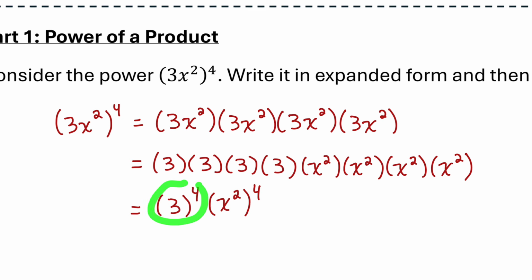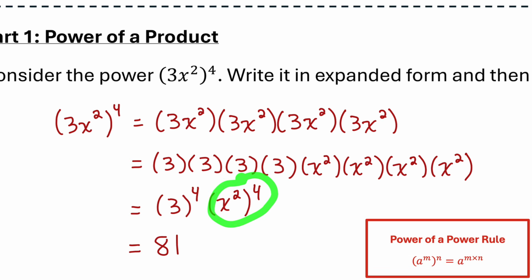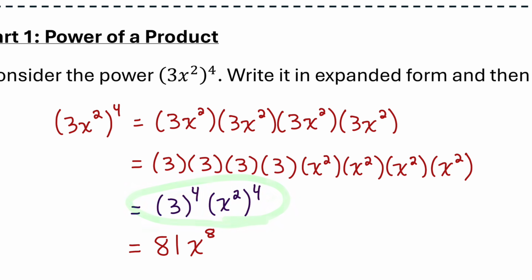And now I can simplify both of these powers. 3 to the power of 4, well, 4 factors of 3 multiplied together is 81. And based on the power of a power rule, x squared to the power of 4 would equal x to the power of 2 times 4, which equals x to the power of 8. So if we look closely at this second last line and compare that to the original power of a product, notice the exponent of 4 gets applied to both factors of the base. We have to do 3 to the power of 4 and also x squared to the power of 4. And that allows us to simplify it to our final answer of 81x to the power of 8.